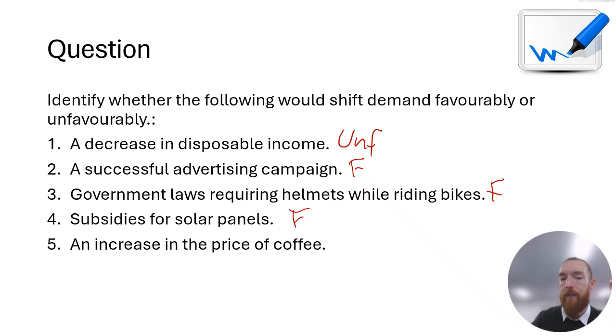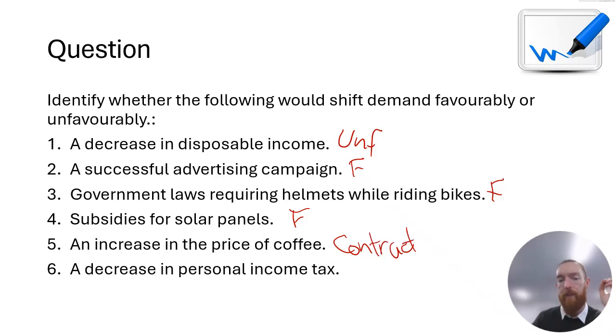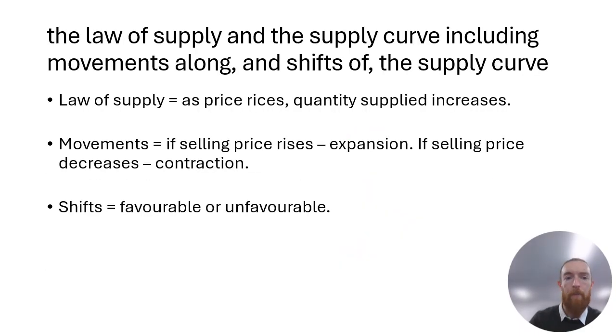If there's an increase in the price of coffee, that's not actually going to shift it. That's going to cause an expansion or contraction. That is going to be a contraction, not a shift. If there's a decrease in personal income tax, that is going to be favorable as we're going to have a higher disposable income.